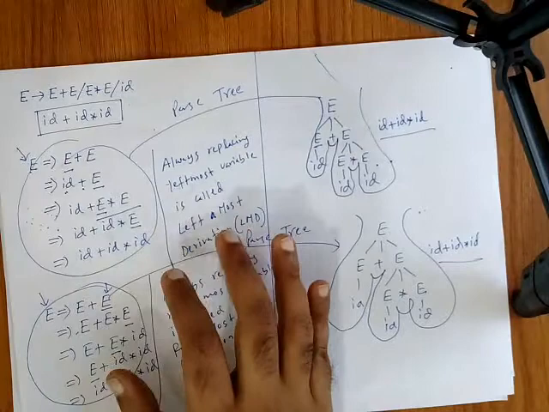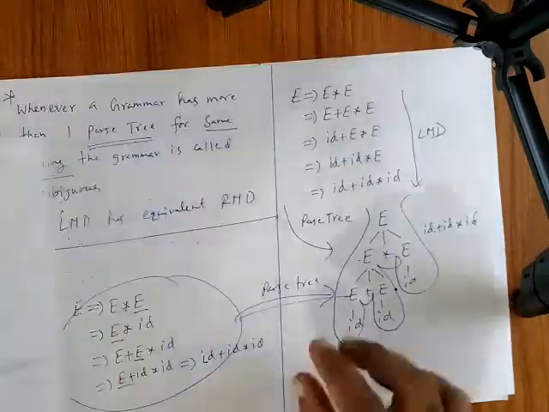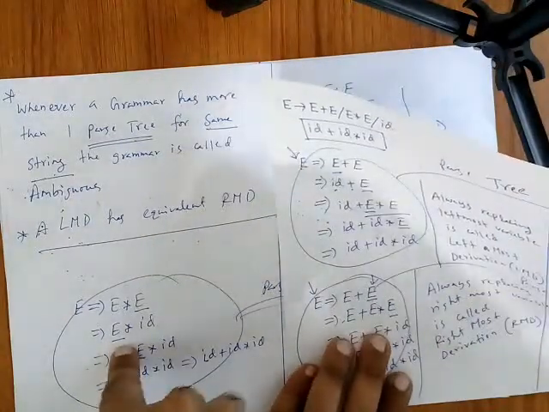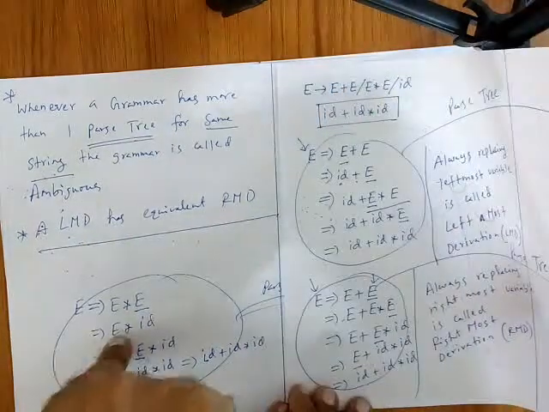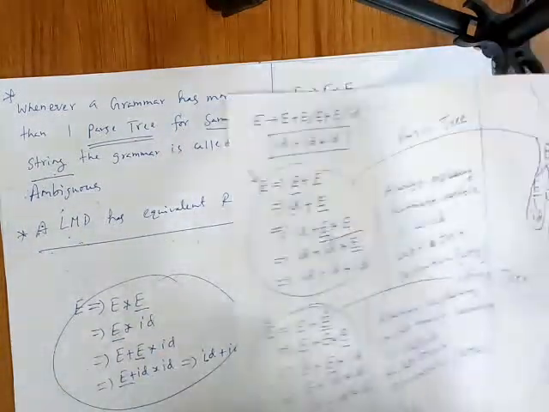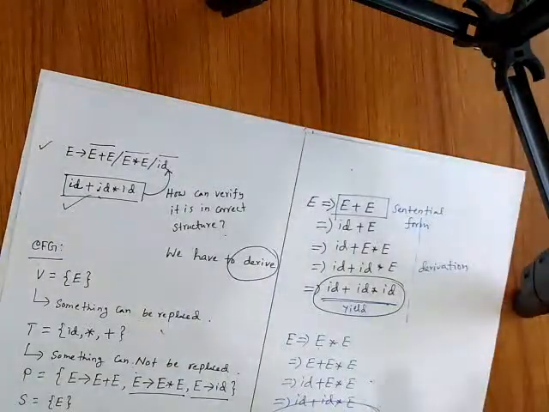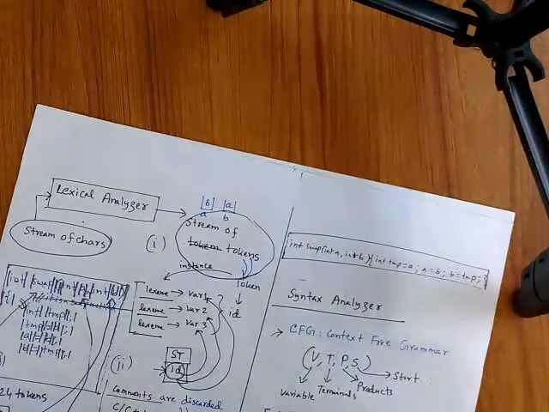It is one RMD and this is another RMD. This is one RMD, this is another RMD. You are getting confused. See, let's solve this problem first. Okay, next class we are going to discuss. Don't worry. Okay? Bye.